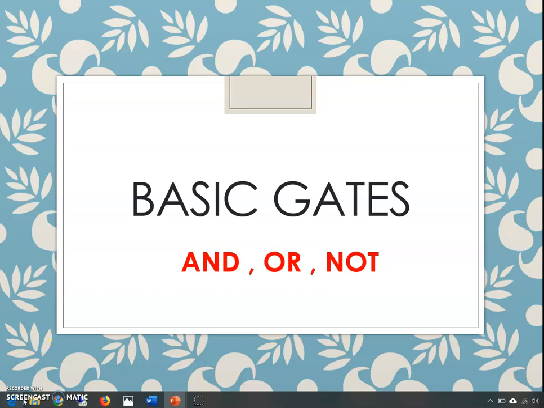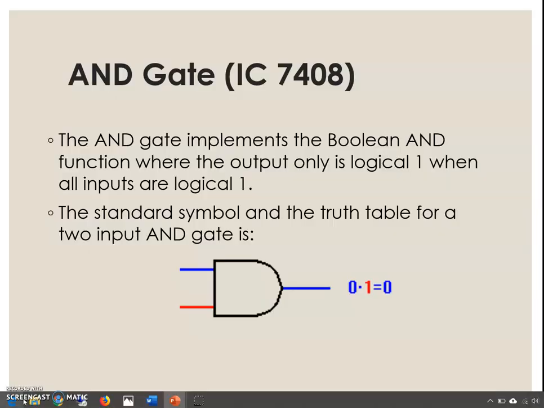So let's begin and see first of all the Boolean expression, truth table, and the logic behind basic gates. So let's start with AND gate first. AND gate implements the logic as AND means this and that, both the things. So that means in any AND gate with multiple inputs, if they all have high logic, then only the output is going to be high, otherwise output is low.